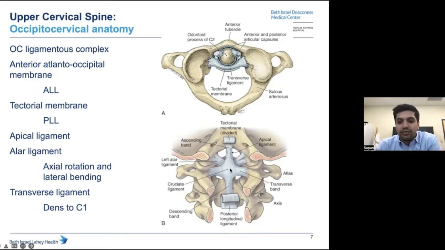The apical ligament, let me see here. So this is like a view from back to front. So the lamina are cut and the spinal cord's removed. What the apical ligament is, is this ligament right here that goes from the tip of the dens up to the clivus. And then the alar ligaments are these two ligaments right here, again from the dens, going up like a Y to the occipital condyles. And these are the primary ligamentous restraints to axial rotation and lateral bending. So very important ligamentous structures there.